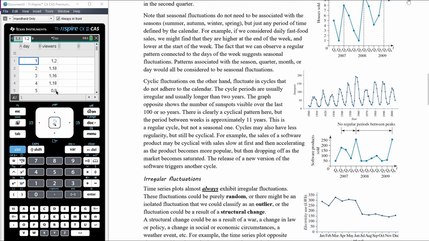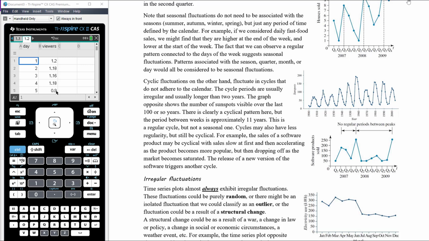Cyclic fluctuations, on the other hand, fluctuate in cycles that don't adhere to the calendar. The cycle periods are usually irregular, and as I said, they're usually longer than 2 years. If we're looking at something that happens every month or every time period less than 2 years, we're probably looking at seasonal fluctuation. So these are quite long-term fluctuations.